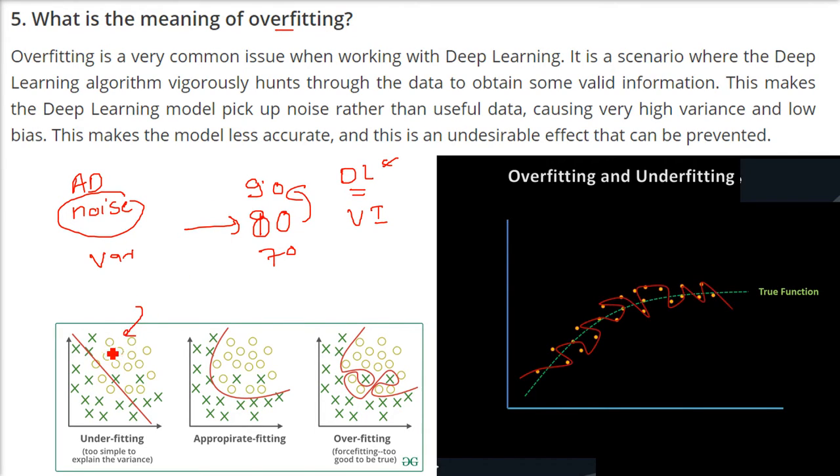So if you see, this is the underfitting. Too simple to explain the variance here. And here you see overfitting. It's being overfitted here. Force fitting, too good to be true. You cannot have it like this, or even if you have this, then the noise will be picked up more.